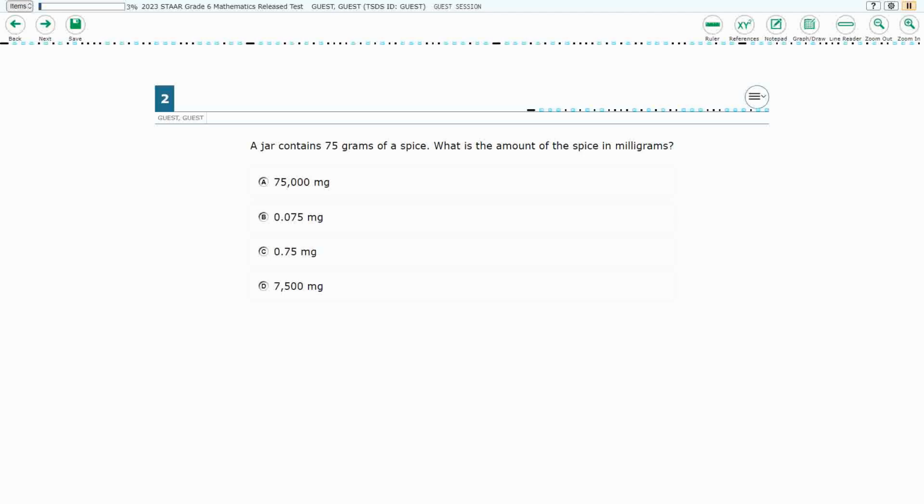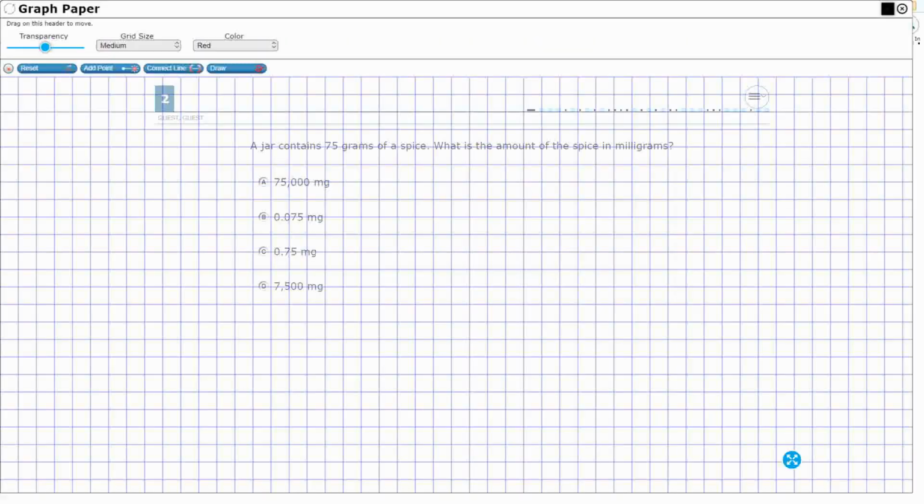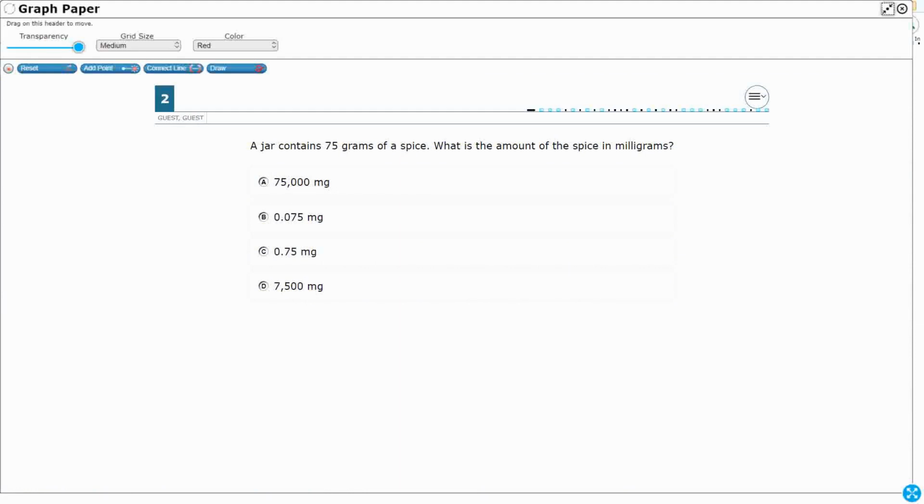So we have a jar containing 75 grams of a spice, and we need to convert this spice into milligrams. All right, so there are two different ways to solve this. I'll show you a nice visual representation, then we'll go into our reference materials. The nice thing about the metric system, and we know it's a metric system because we're using grams and milligrams as our unit of mass, is that we could think of it as a place value chart.